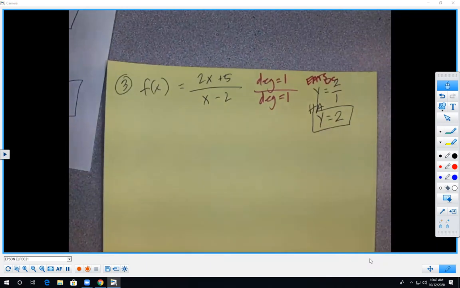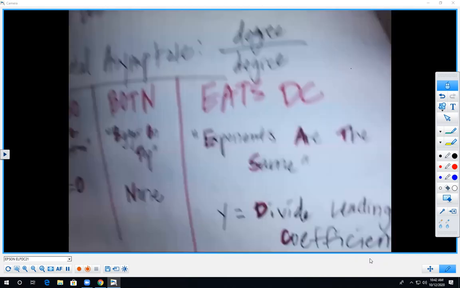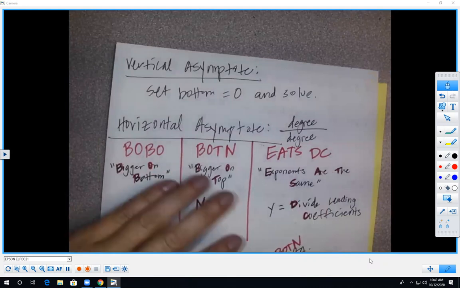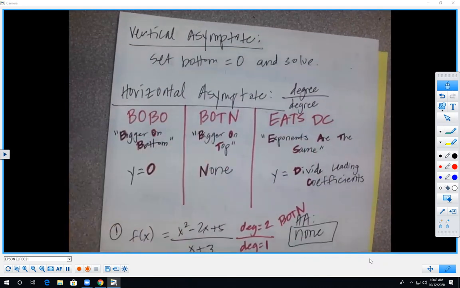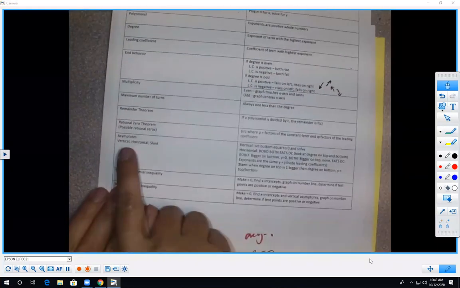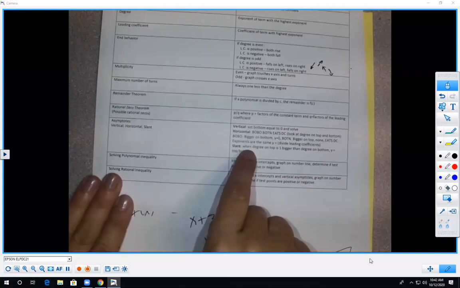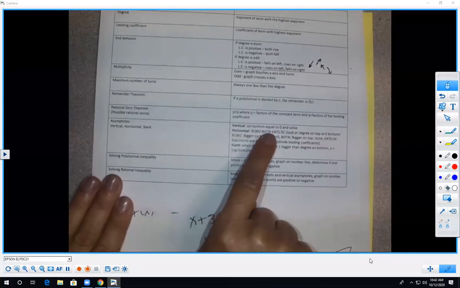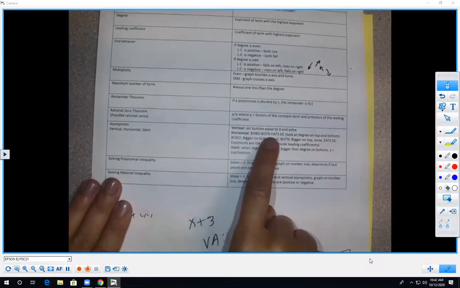Questions about that? Pretty straightforward, right? I think if you understand, if you don't understand this, this is a lot of information, right? Okay, so we are going to stop there today. If you'll go back and look at your little note card thing, we covered everything except for the slant asymptote here. So the vertical, set the bottom equal to 0 and solve. Horizontal is bobo, bot, and eats DC. Look at the degree on top and explains all that. And we'll talk about slant next time.